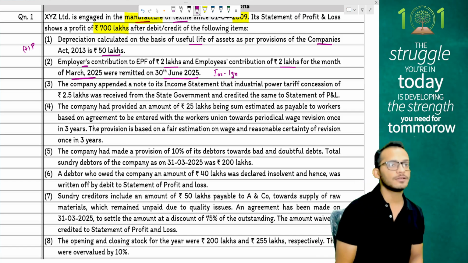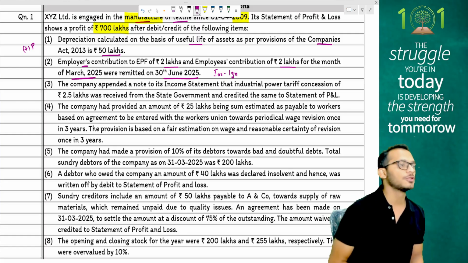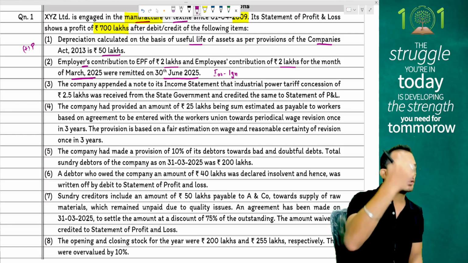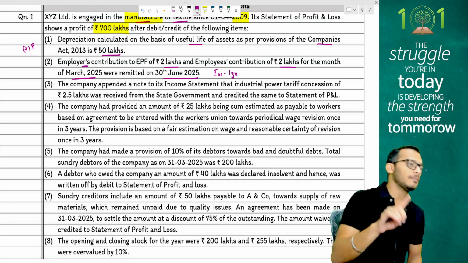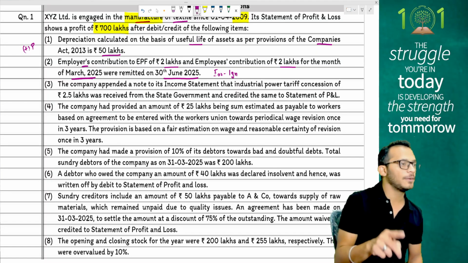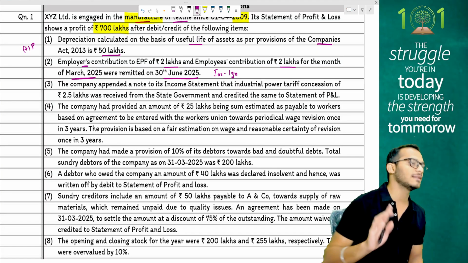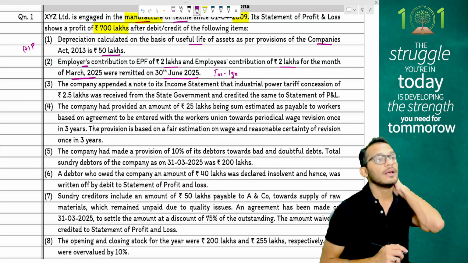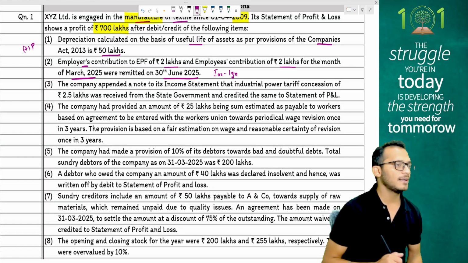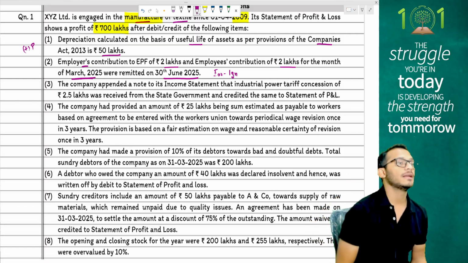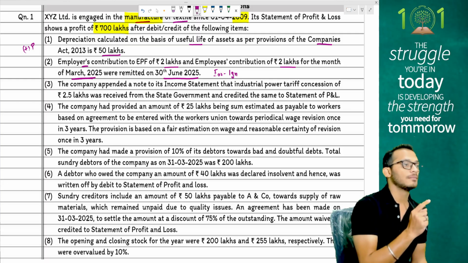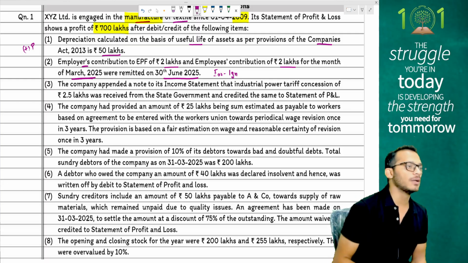Coming to the employees' contribution, the month of March should be remitted by 15th or 20th of April, no matter which you remember. The point is here it is happening on 30th of June. Income tax says if the employees' contribution is there in the P&L, it will be considered as part of the P&L because it is deemed as income, and that too permanently. Income tax says it should be there in the P&L. This is already there in the P&L. Therefore you will ignore again.